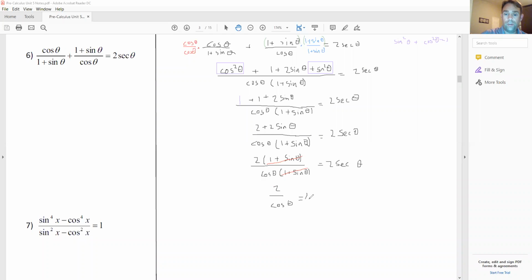So that's 2 secant theta. And if I want to get cosine out of the denominator, I just do a reciprocal on it and make it 2 secant theta. So very little trig I did there. I had 1 Pythagorean identity and I had 1 reciprocal. The rest of it is just algebra 1.